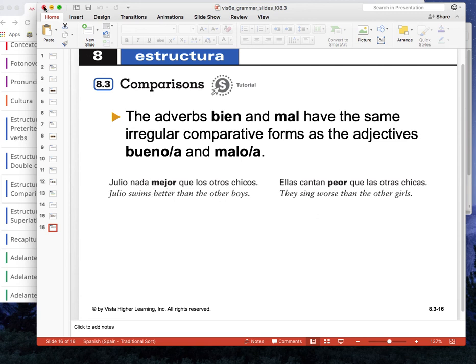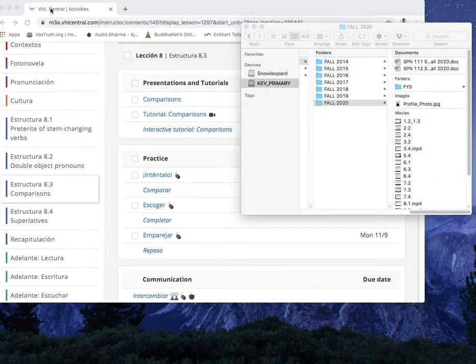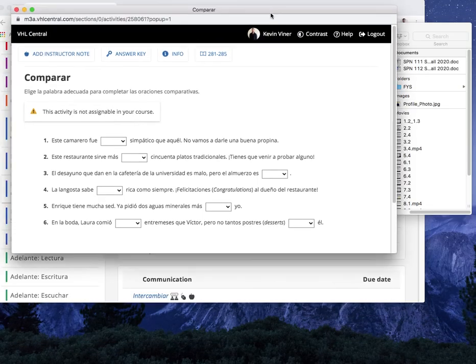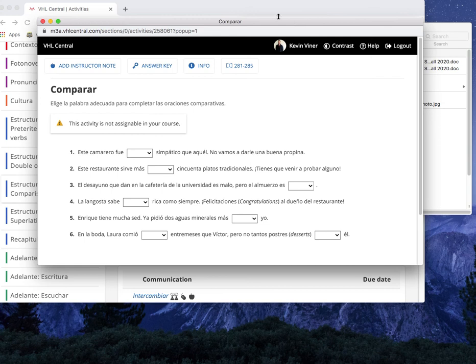Alright, so let's close this up and I have two activities for us. We'll start with this one. So as usual, you know the drill. I'll say pause and you look for the answer, or you think about the answer, right? So let's read the instructions. Elige la palabra adecuada para completar las oraciones comparativas. And again, if you want to follow along on the pages, it's 281 to 285.